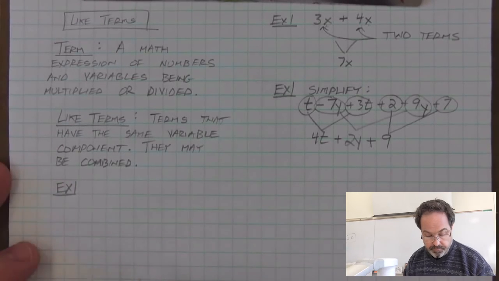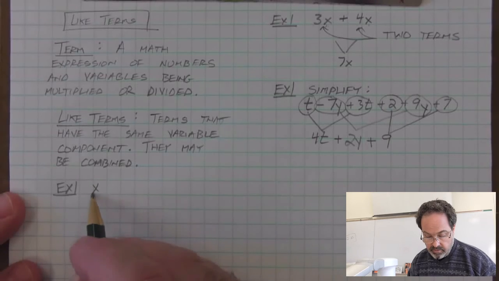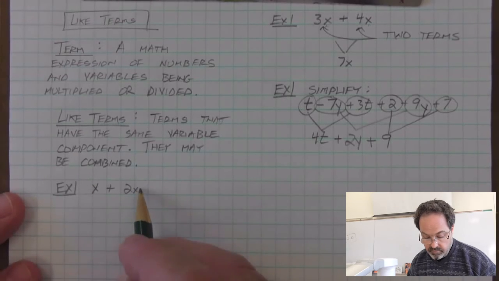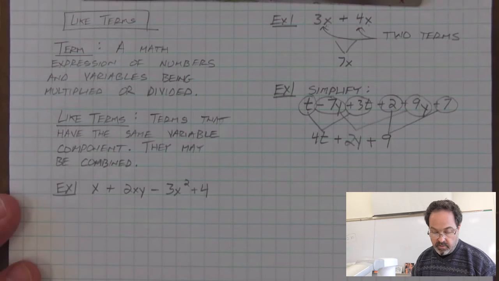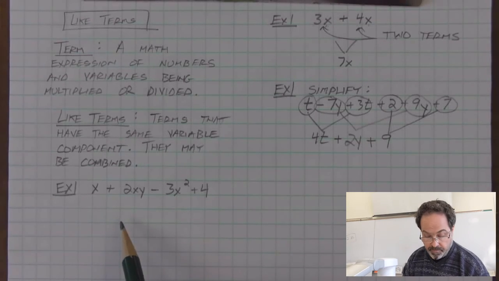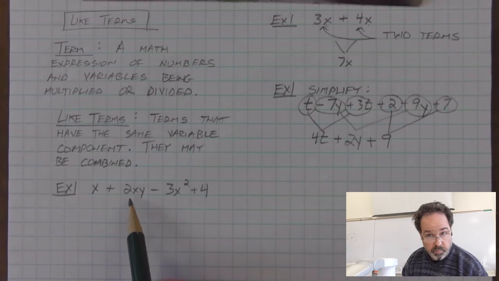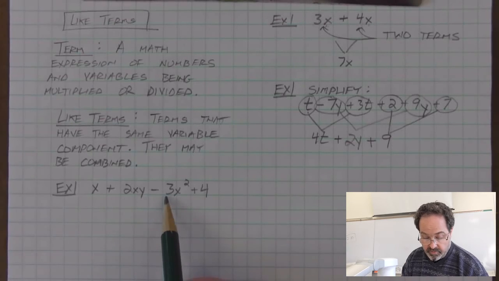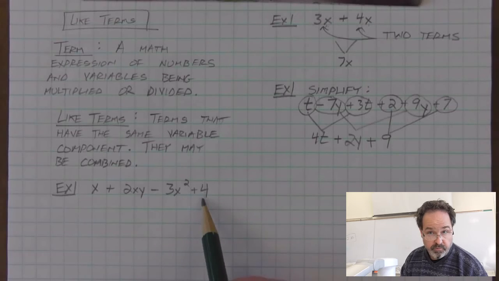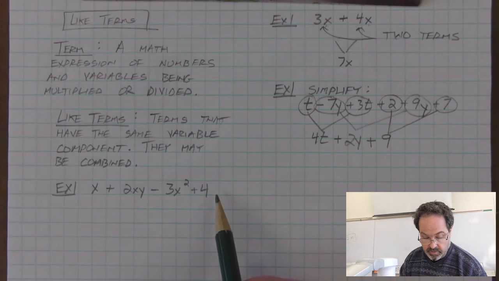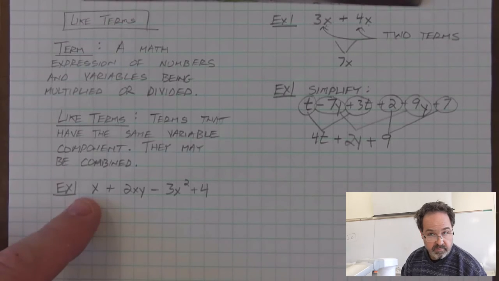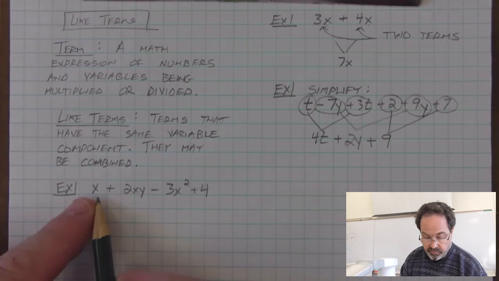Let's get another example. x plus 2xy minus 3x squared plus 4. We have 4 terms, an x term, a 2xy, a negative 3x squared, and the number 4 as a term. Are there any like terms? If we take a look at this first term with an x, we're looking for a term that has the same variable component of x.